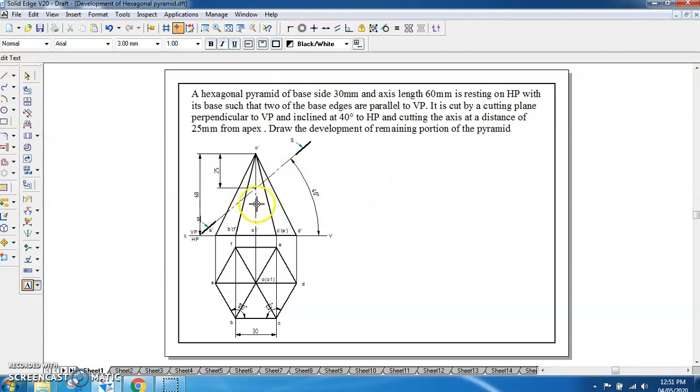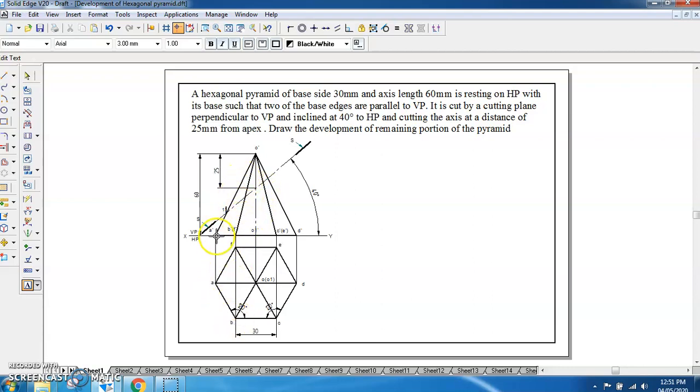Now once you have placed this cutting plane, it is going to cut the slant edges. So these points you have to mark. To mark these points, we will start with the text, A to B and A to O. A to O is here and it is cut at this point, so we will name this 1 dash because we are naming it in the front view.